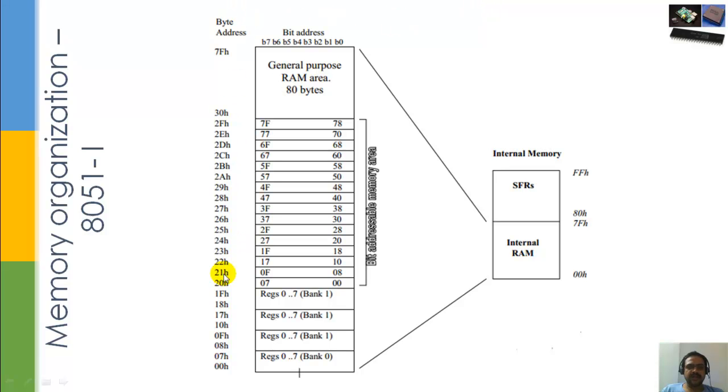Now this is how the memory structure looks like in an 8051. The memory ranges from 00H all the way till 7FH. So this is the range of 8051. Now, how the memory is divided, there is an element of surprise to you.